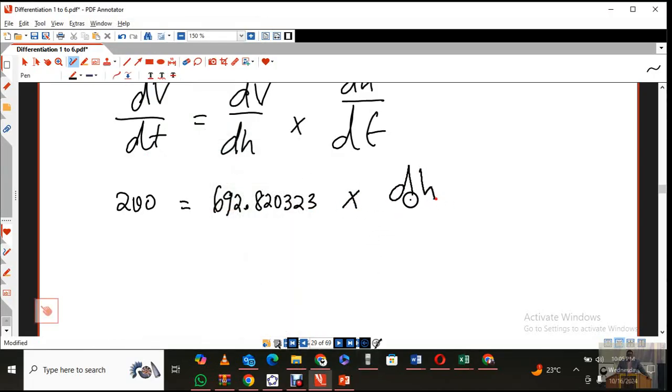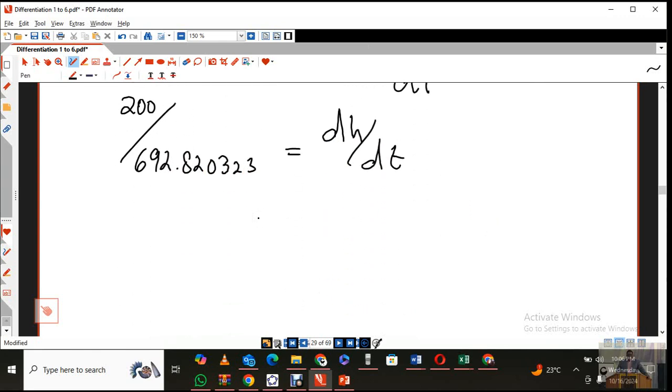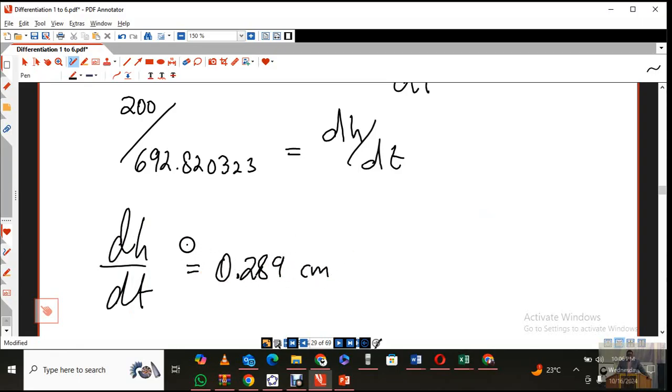Multiply that by dh/dt. We are looking for dh/dt. So to get dh/dt alone, you have to divide. So you'll be saying 200 divided by 692.820323. This is going to give you dh/dt. That implies that dh/dt is equal to 0.289 units, so height, okay, with respect to the time. We're not going to be so much into the units, but that is the answer required.